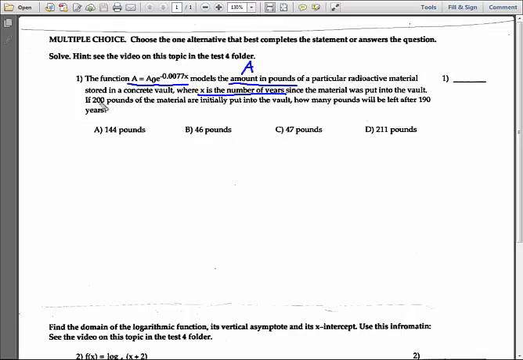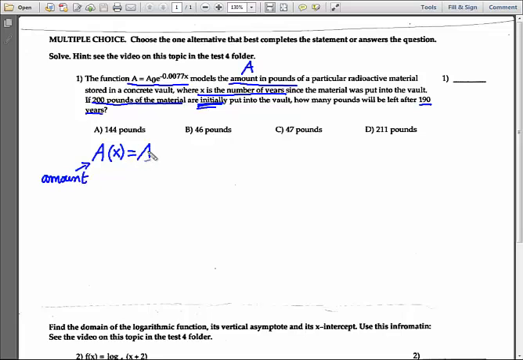They're telling you that 200 pounds of the material are initially put into the vault. That's very important. How many pounds will be left after 190 years? We do have a lot going on here, but let's keep track of what we have. You have an equation, and A is really a function of x. A is the amount.